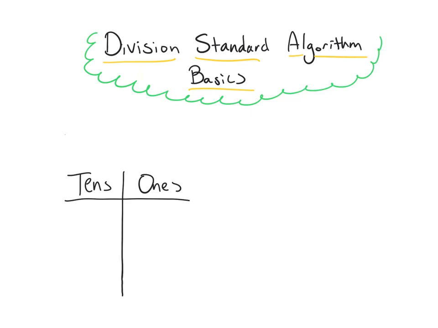So I'm going to be solving the problem 86 divided by 3. And I'm going to show one step at a time what's happening when we're doing the standard algorithm and connecting it over to the visual place value chart. So to start out, I'm going to write this problem in the standard algorithm form here.